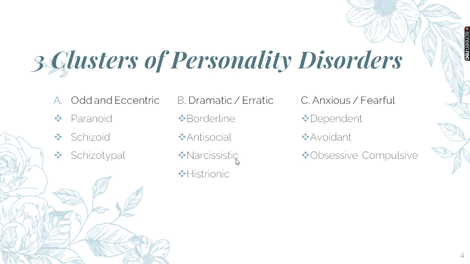Actually, in the DSM-4, we have four subtypes in cluster C. We have here passive aggressive personality disorder. But in DSM-5, it has been removed. Okay, so that's why I did not include it here. So we are going to discuss one by one as I move on to the different slides.